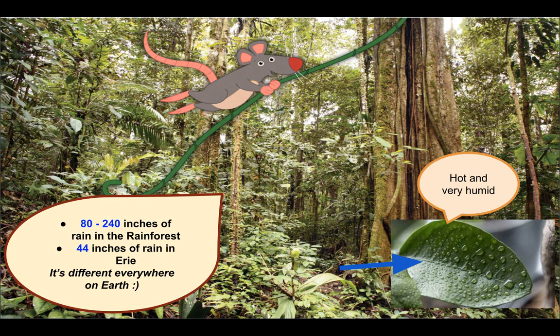There are between 80 and 240 inches of rainfall here every year. Did you know where we are in Erie, Pennsylvania, it only rains about 44 inches a year? The rainforest gets twice as much rain. Wherever you are, I wonder how much rain you get. That makes this one of the wettest places you can find on land.